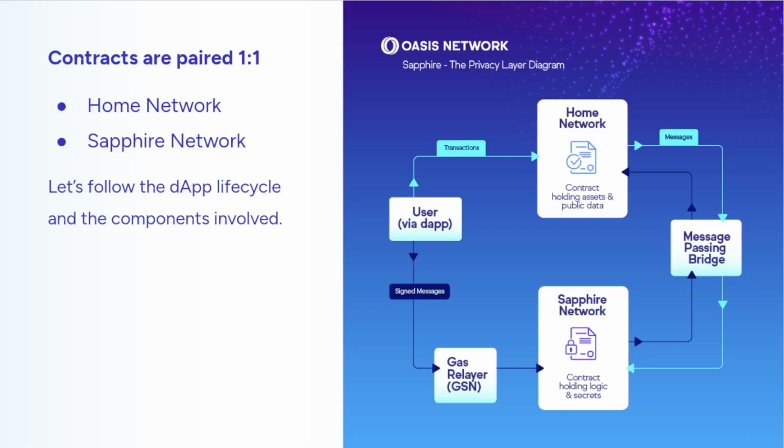An important distinction to make is that with OPL, contracts are paired one-to-one with each other, with one contract on the home network and the other contract on Sapphire. When privacy or confidentiality of data submitted by users is necessary, they must interact directly with Sapphire using the wrapped Web3 provider, which provides end-to-end encryption between the user and the smart contract. Where privacy isn't necessary and arguments can be public, users can interact directly with the contract on the home network. The two contracts can then use the message passing bridge to notify each other of actions.